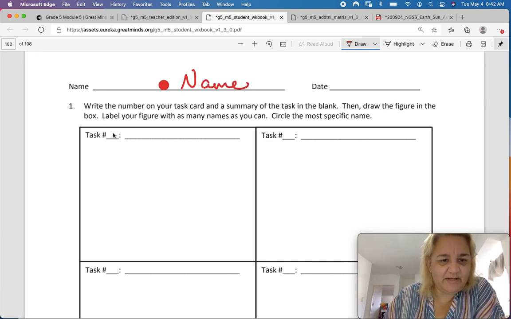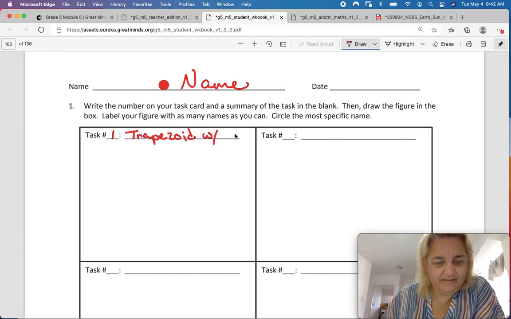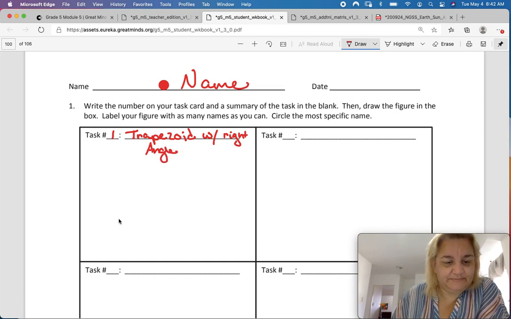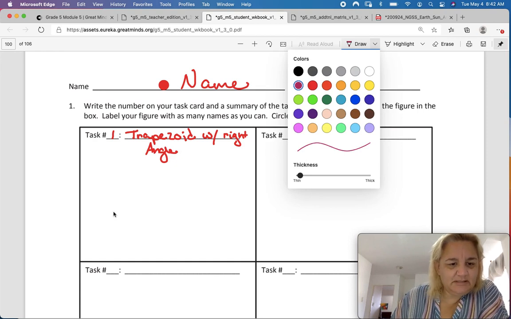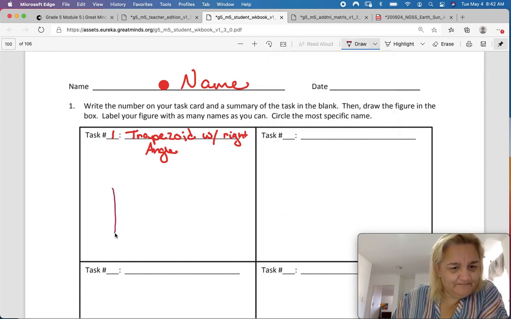Okay, so task number 1, a trapezoid with a right angle. Okay, well, I can start with the right angle. Actually, I'm going to make that even a little bit thinner. It seems very thick today. I might change colors too. Maybe that'll help. Okay, so here's my right angle.